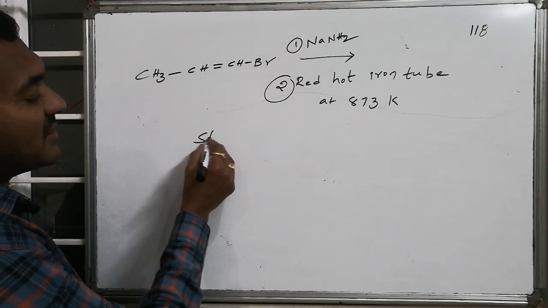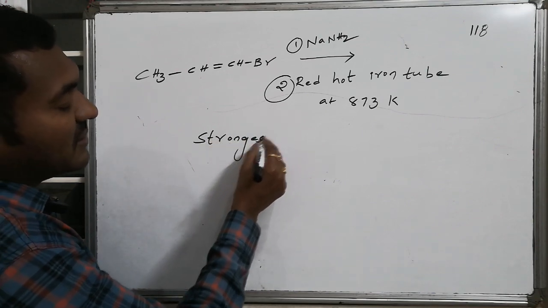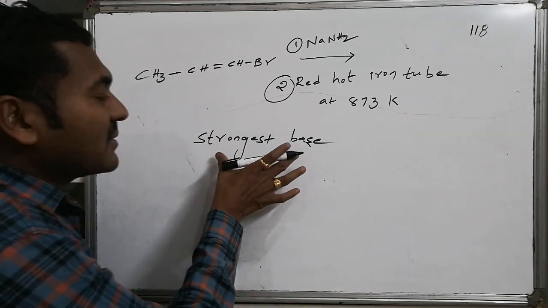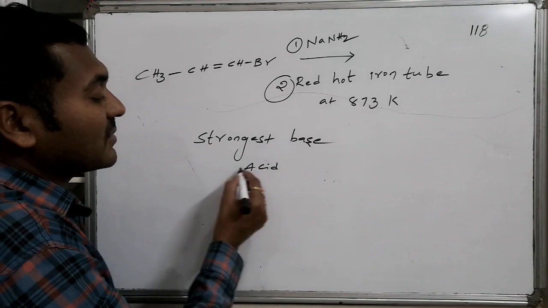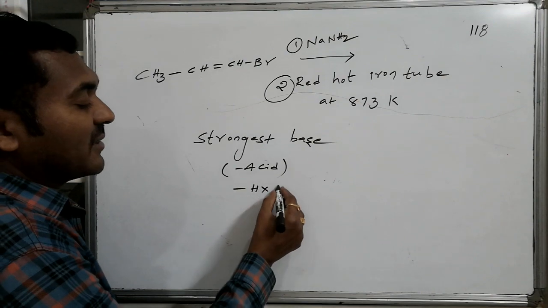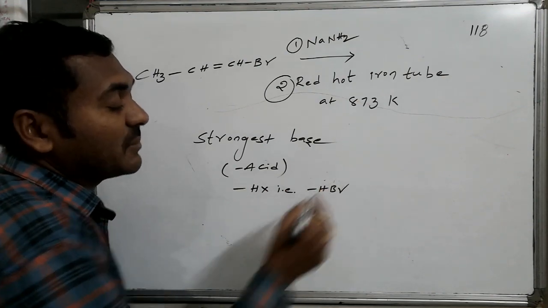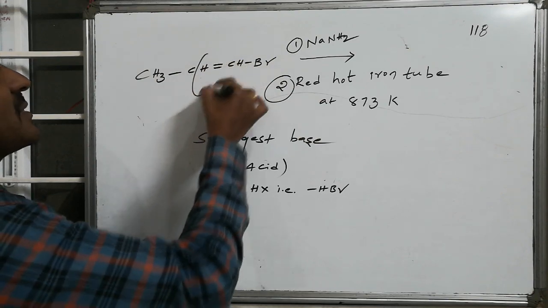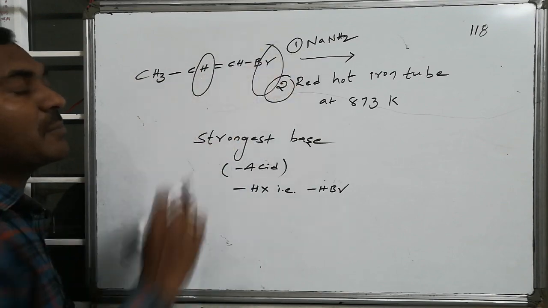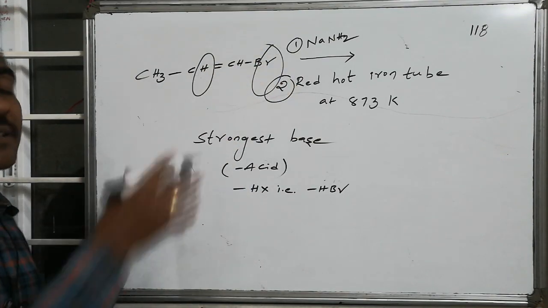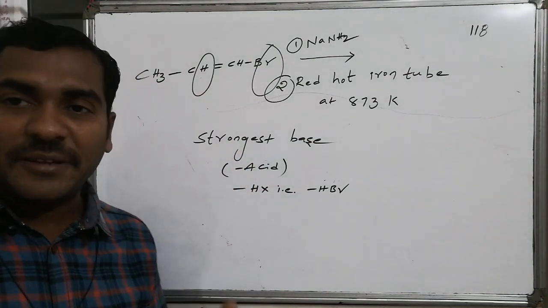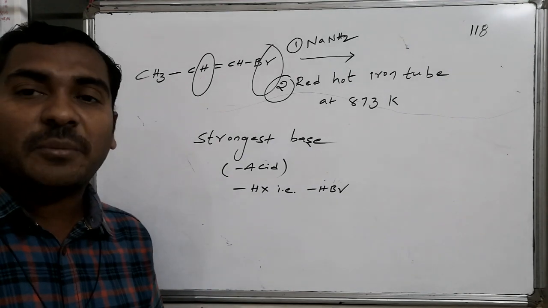Sodamide is the strongest base. The nature of sodamide is basic, and this is the strongest base. Being the strongest base, it takes up acid along with it, whereas that acid here is hydrogen halide, that is HBr. HBr elimination takes place, H from one carbon and Br from the adjacent carbon atom. Here in this case, elimination across a double bond is very difficult, hence we take the help of sodamide to remove this.